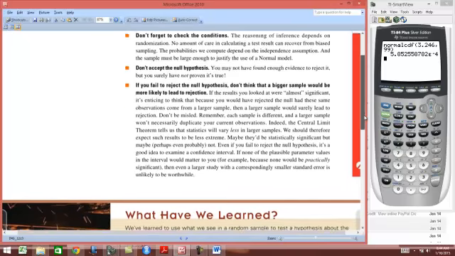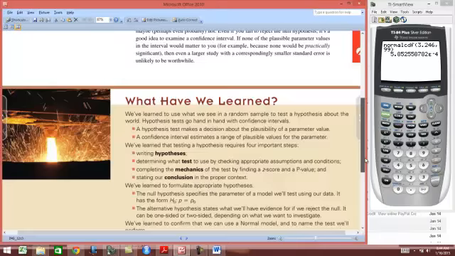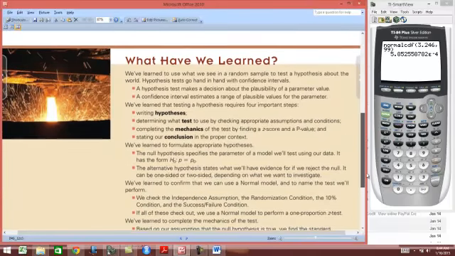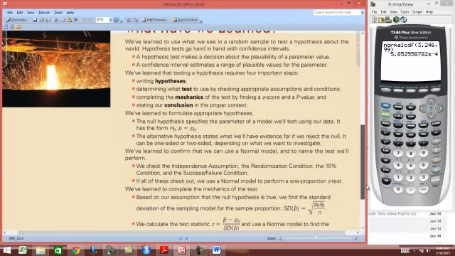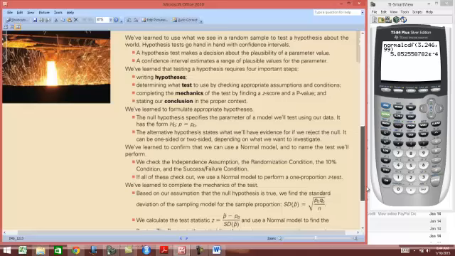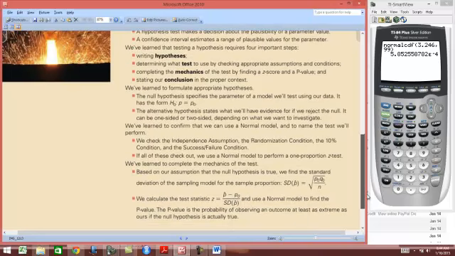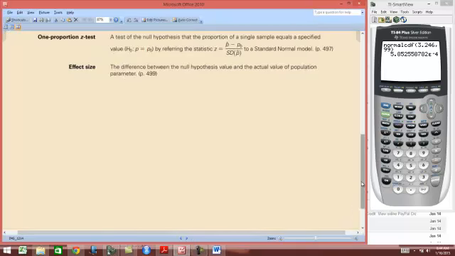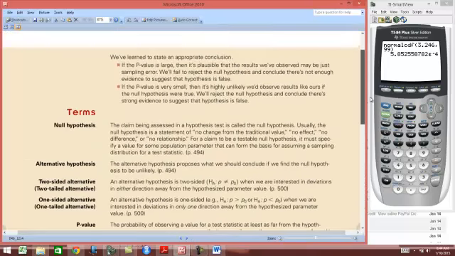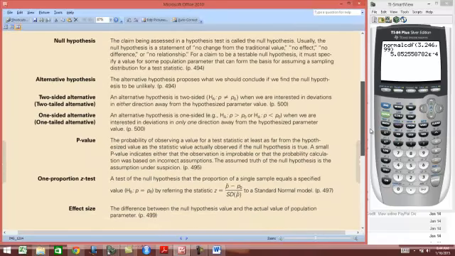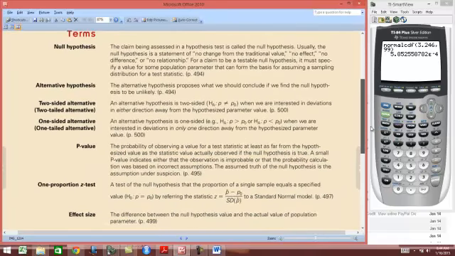A larger sample could have a completely different p hat. Okay, and here's what we've learned. You want to be very specific about knowing all this stuff. And here's the vocabulary. Make sure you know this. We'll have a vocabulary test soon. Okay, that's it.